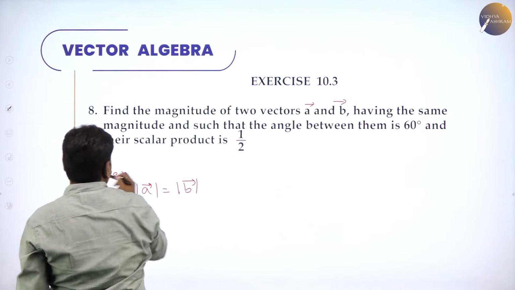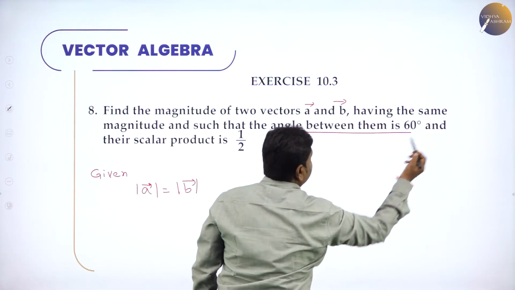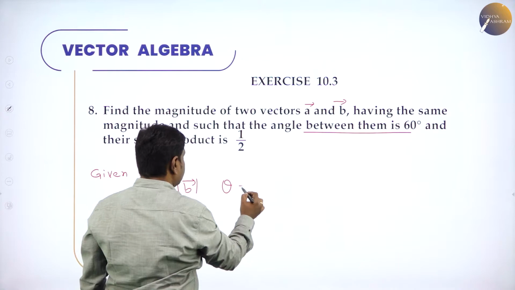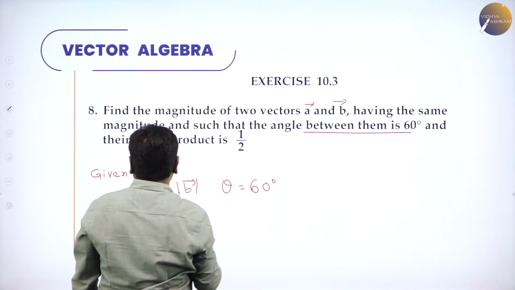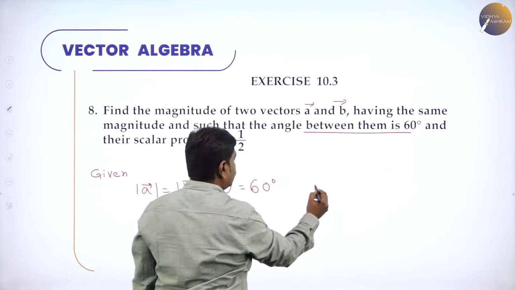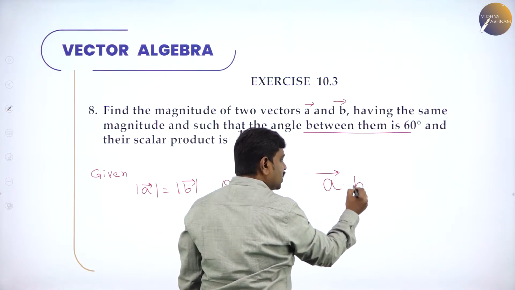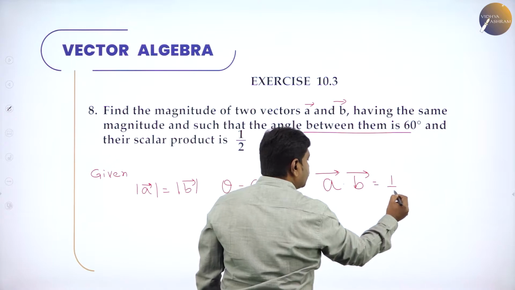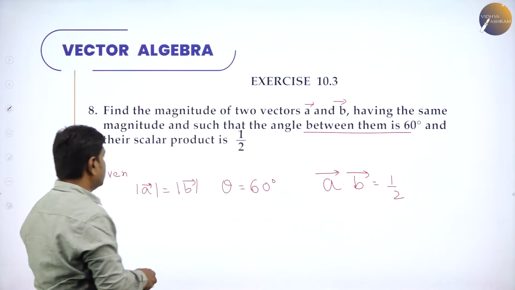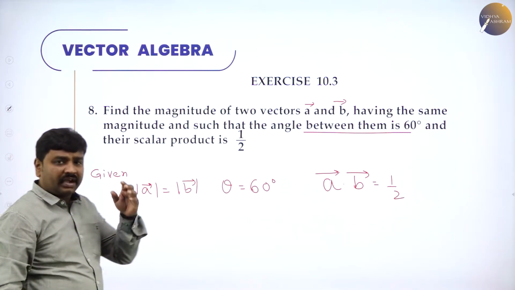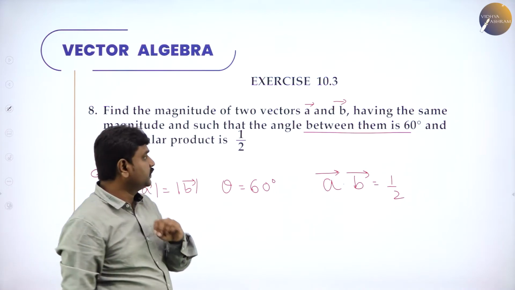They have given angle between the vectors. When you read, that is 60 degrees. So theta is also given 60 degrees. And also the scalar product is 1 by 2. Scalar product is also called as dot product. They give scalar product. A dot B is 1 by 2. First, to solve the problem, I wrote given things. They told find the vector. See, they want you to find two vectors.